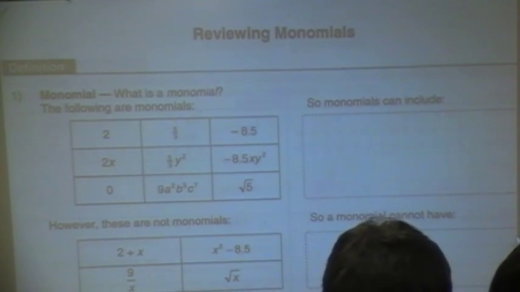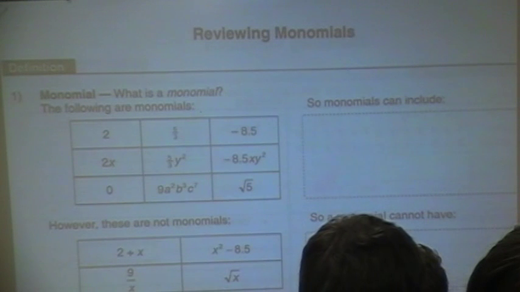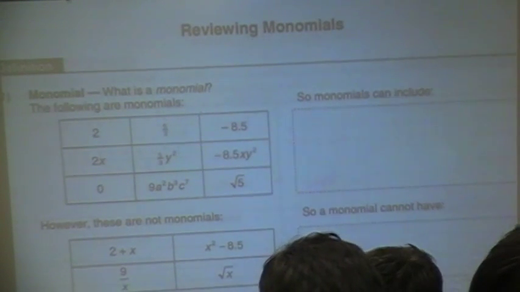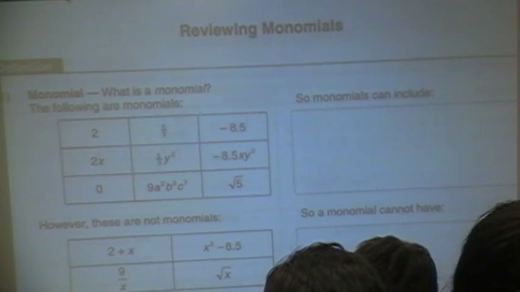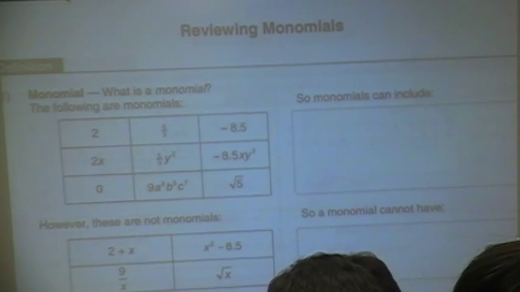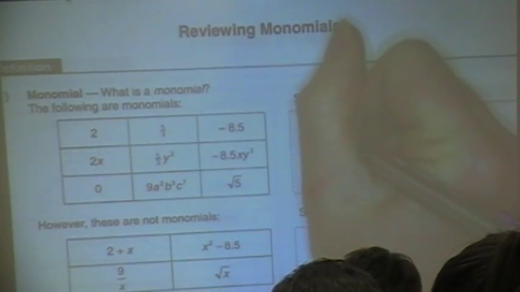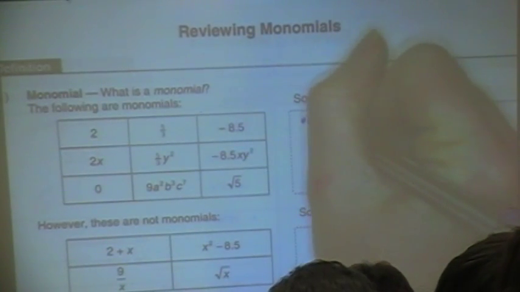So they gave you some right there, 9 monomials, and they want you to write in here some things that monomials can include. So write a couple things. That's good. That's fun. Write a couple things, and then I'll run through. Has to do with numbers. Good. You can definitely include numbers, yes.